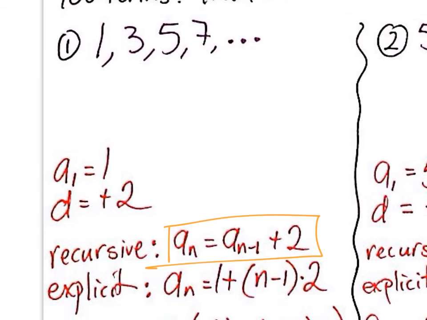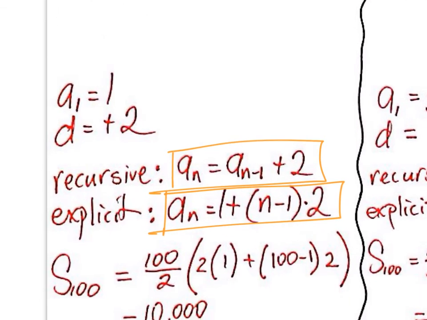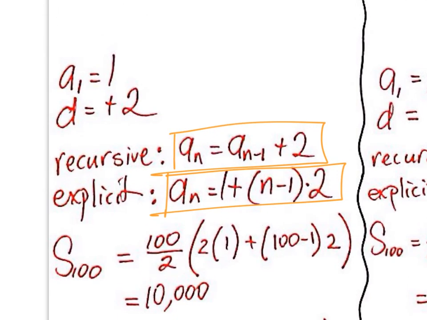Explicit formula, we say a sub n is equal to the first term, and then n minus 1 times 2. Boom, there it is, explicit formula. So again, this will give you the value of any term just in terms of the term number. And then recursive, you have to know the previous term in order to find the next term. The sum of the first 100 terms, maybe you sat there with your calculator and typed away and got 10,000, good work. Or we can substitute in.